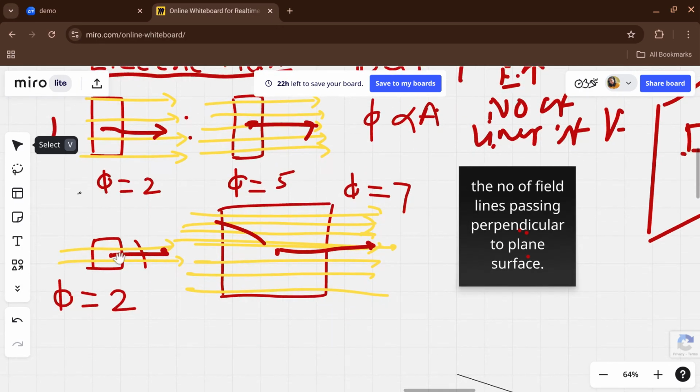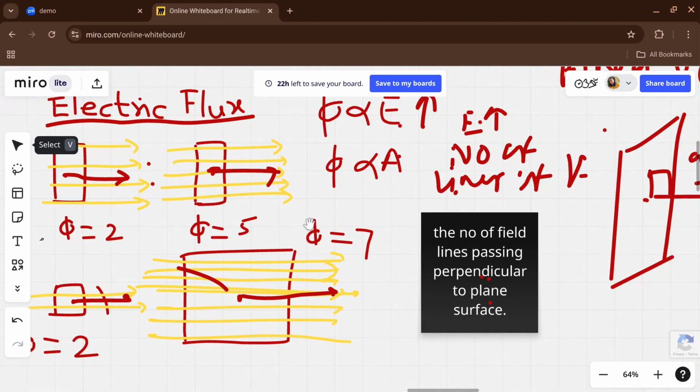In case 2, we are now changing the areas. The first area is very small compared to the previous one. Here we can see only two lines passing normally through the surface, so flux is calculated as 2. But in the other, more lines of forces pass normally through the surface, almost 7. So as area changes, flux also changes. The larger the area, the more lines of forces pass through it. So ultimately, by the second case, electric flux is directly proportional to area also.